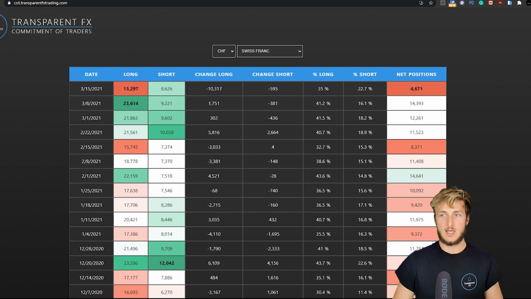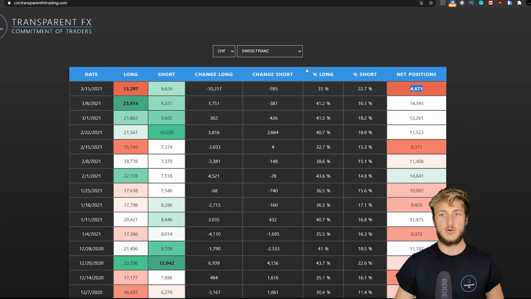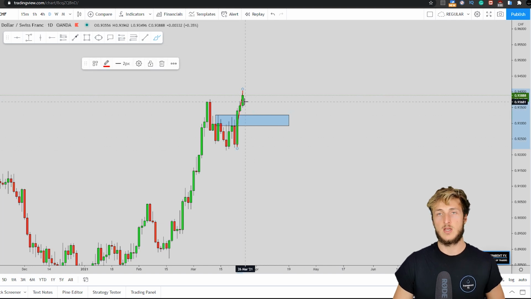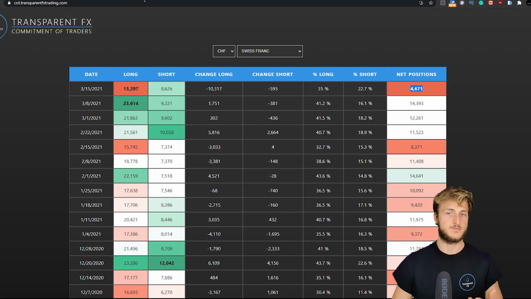What we can see is that with the last report, net positions have dropped from 14.3k net positions down to 4.6k net positions, meaning that hedge funds are shifting their positioning to the negative side of CHF USD. But since we want to have the information on USD CHF, we simply have to reverse everything that we see here, which means that actually they have been shifting their positioning to the positive side of USD CHF. And in fact, we can see a nice move to the upside given by the weakness of the CHF.